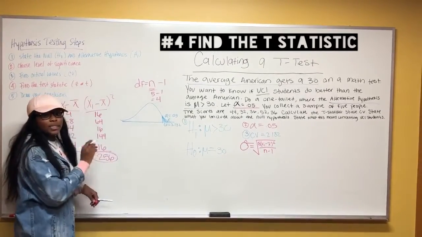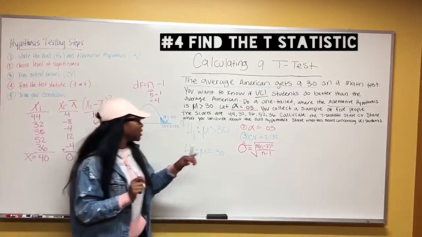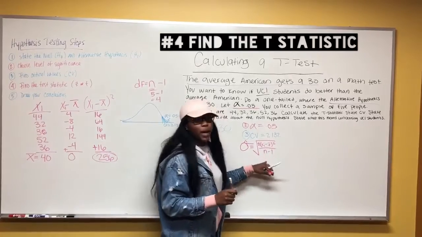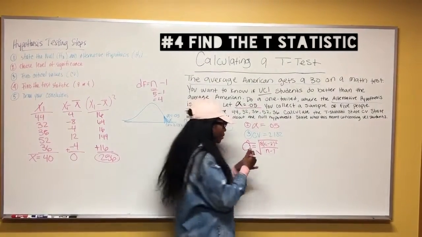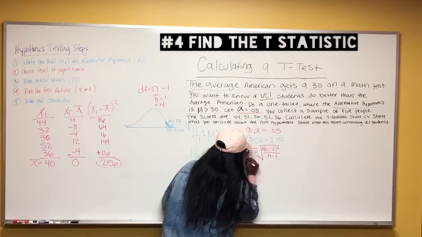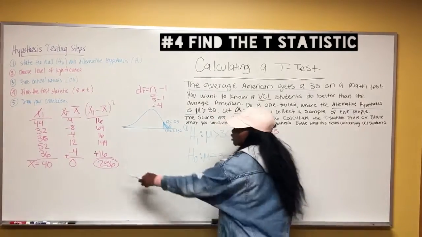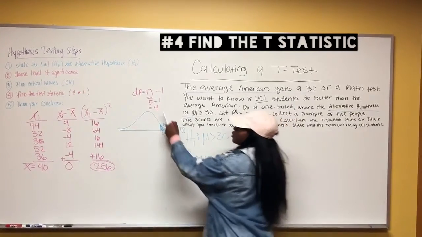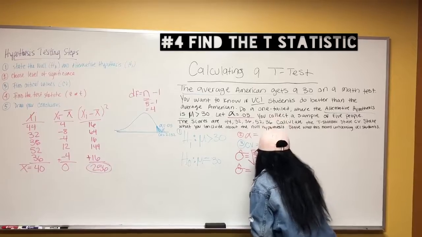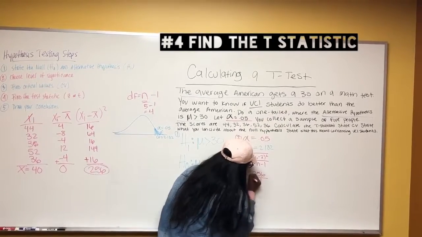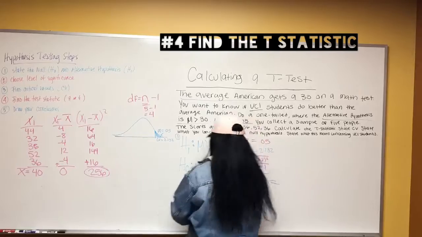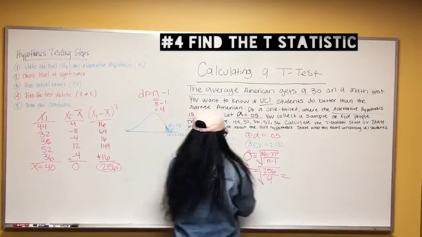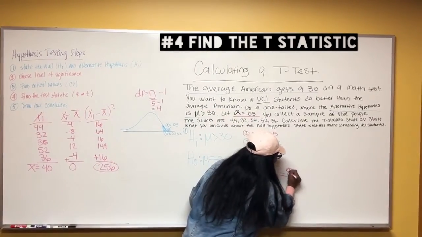Since we're doing a t-test, we're going to have to calculate sigma. Sigma is going to be the square root of the sum of squares divided by n minus 1, which is our degrees of freedom. The sum of squares is 256, over our degrees of freedom, which is 4. Then we square root it and put that in our calculator. That's going to be equal to 8 for our sigma.